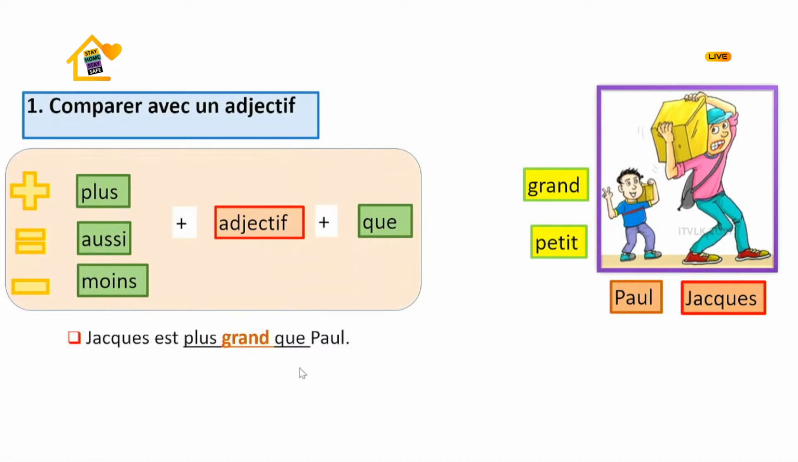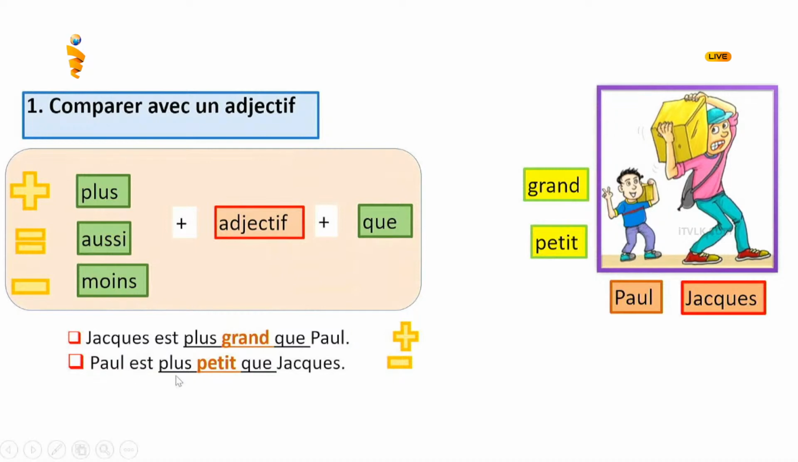Now, we'll talk about another sentence. Paul est plus petit que Jacques. So Paul here, as you can see, is smaller: plus petit que Jacques. The structure is very important here, plus petit que.